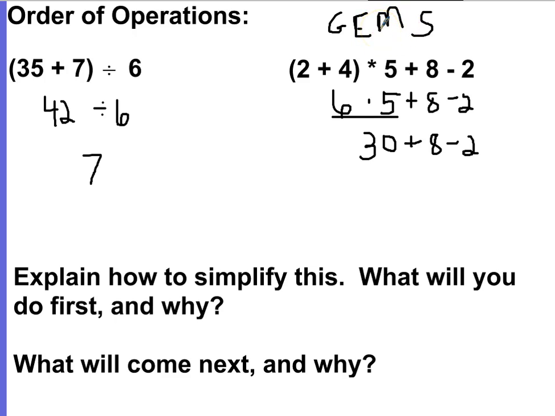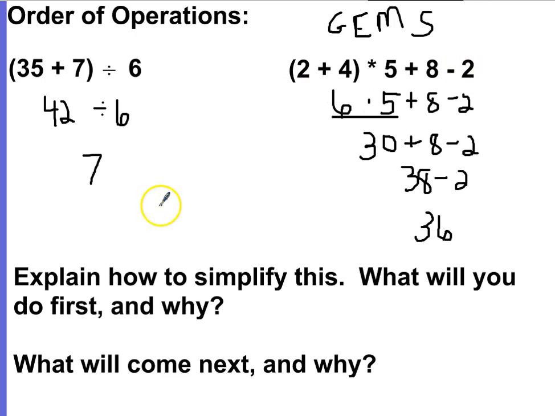So I don't have any division. I have addition and subtraction, but it's left to right. So I'm not going to look at subtracting first. Addition and subtraction are both the same level, so I'm going to go left to right. 30 plus 8 is 38. Then I'm going to bring down, subtract 2. 38 subtract 2 is 36. And I have simplified as much as I can.